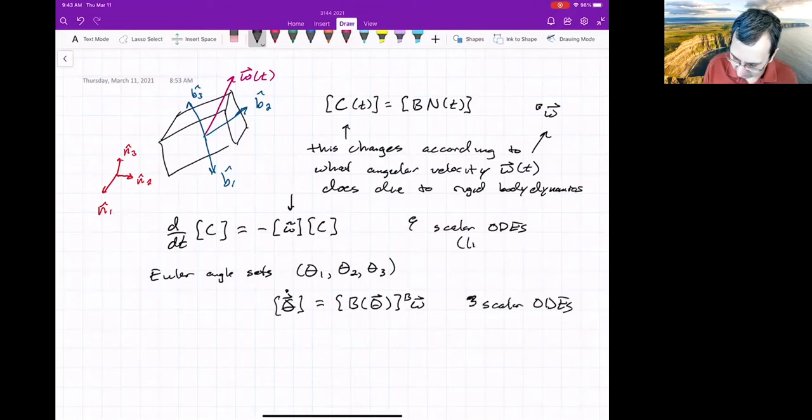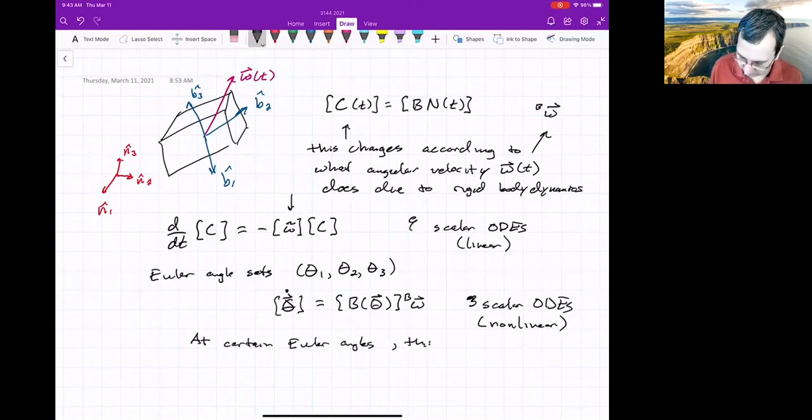They're nonlinear. Up here, this was linear. Well, I guess it's a trade-off. Would you rather have 9 linear ODEs or 3 nonlinear? Well, these have another drawback, which is that at some angles they have a singularity, meaning at some angles this matrix B becomes infinite. So at certain Euler angles, this kinematic differential equation has a singularity. And that means numerically your algorithm just stops. It can't handle infinite things. You'll get an error, and we don't want that.